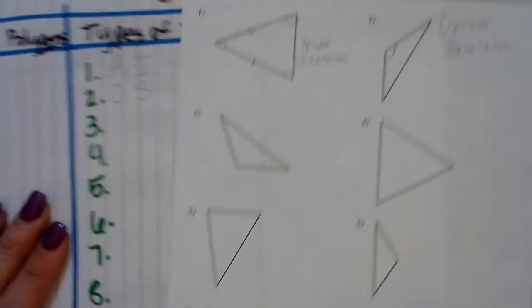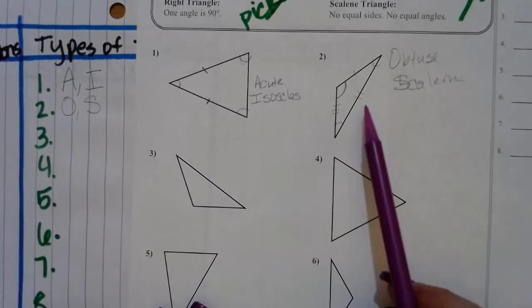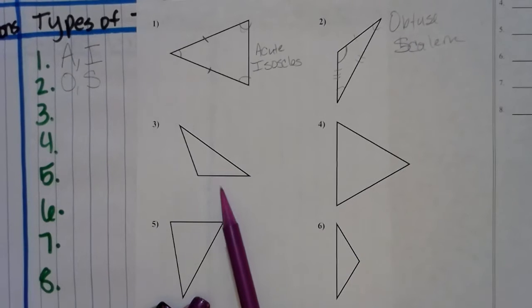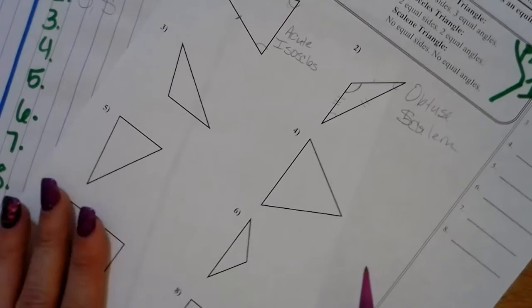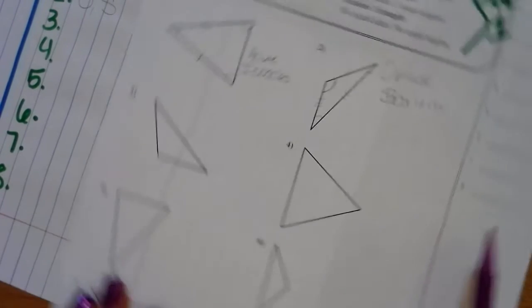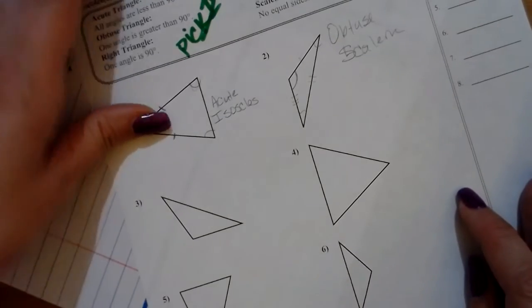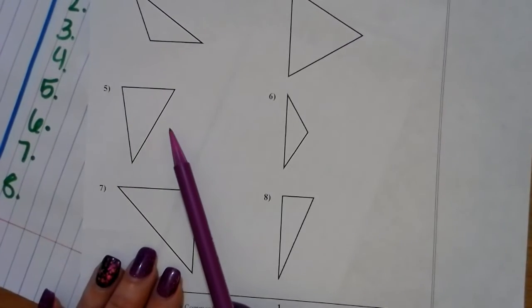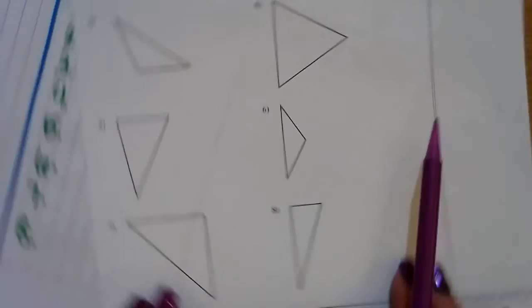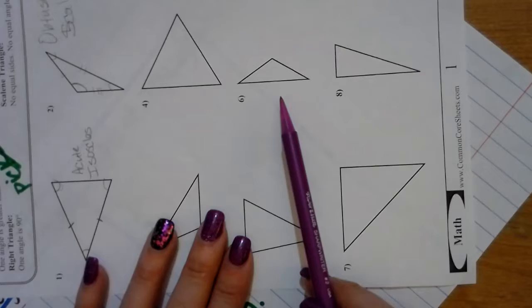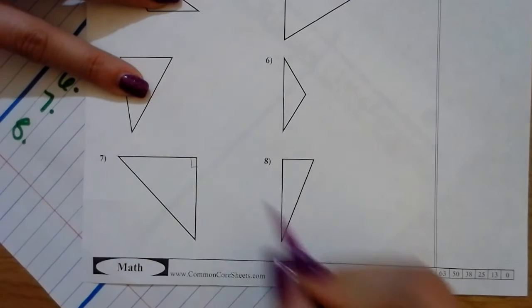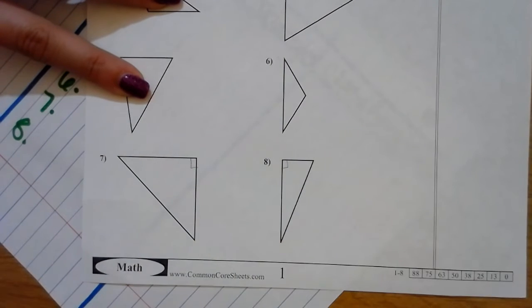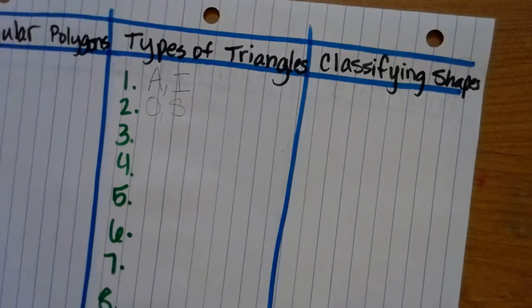Then, going back to types of triangles, here's question 1, 2. We did those together. 3, 4. So you can see that's a little different. 5, 6. I like that. 6, 7, and 8. Okay, so answer the rest of those. Pause the video.